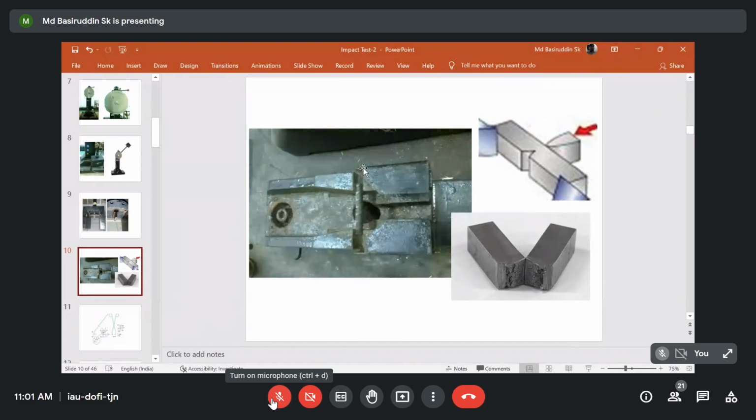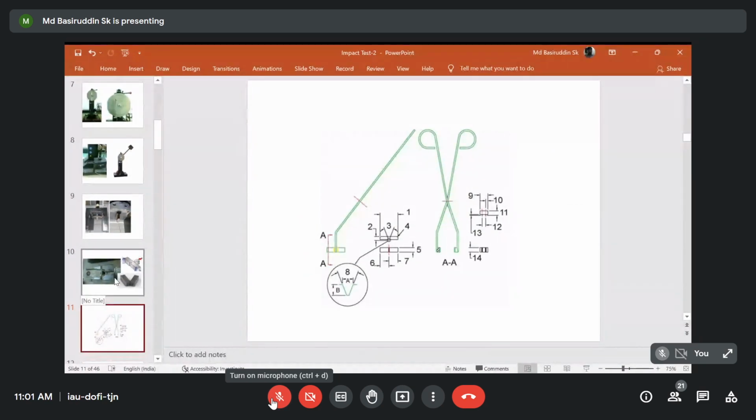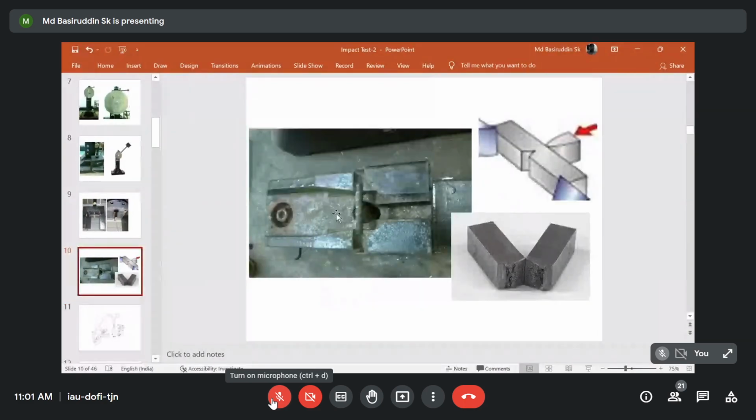That is why we need to follow the standards, where they recommend using tongs, some scissor-like tool. This tool will help you put the sample over the anvil in the correct position, such that your striking point is just opposite the notch surface. So this is carefully controlled.